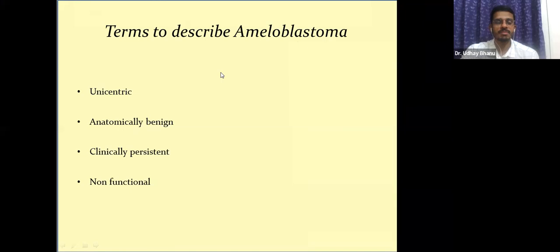So the terms to describe ameloblastoma are it's unicentric, that is, it starts from a particular point and then spreads out within the bone. Then it's also anatomically benign, that is, it cannot invade into nearby tissues. It is clinically persistent. By the term clinically persistent, we mean that the lesion will not resolve on its own. That is, though it is derived from a synthetically or secretorily active cell, which is the ameloblast, it does not perform its designated function. That is, the neoplastic cells are non-functional. So they are unicentric, anatomically benign, clinically persistent, and non-functional.